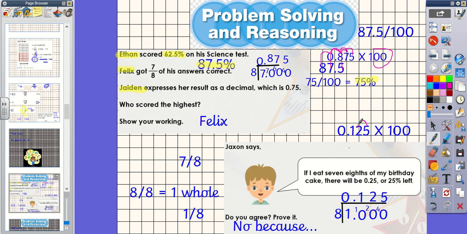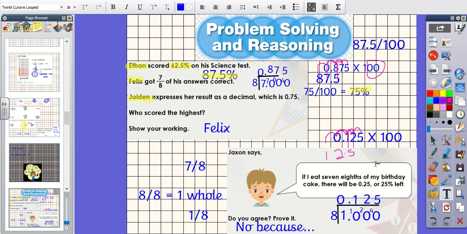5, move it 2 times, 1, 2, so my 5 is going to go there. Try and see if I can do it with a pen. Oh, that's very terrible. Let's try again with the 2. 1, 2. Oh, there we go. And then 1, 1, 2 would go there. So actually, the percentage is 12.5%. So he is incorrect. There would only be 12.5% left, or 0.125 left.